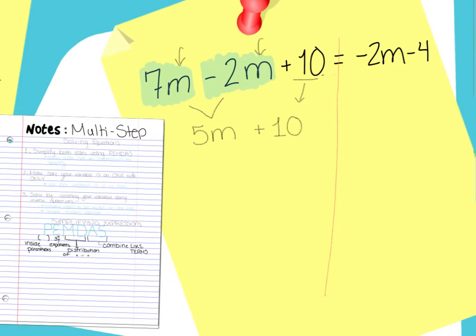On the other side, we have negative 2m minus 4, and I'm just going to bring that down because we could not simplify that. There's nothing more that I could do with it. If you don't believe me, just double check it for yourself. Negative 2m and 4 are not like terms.